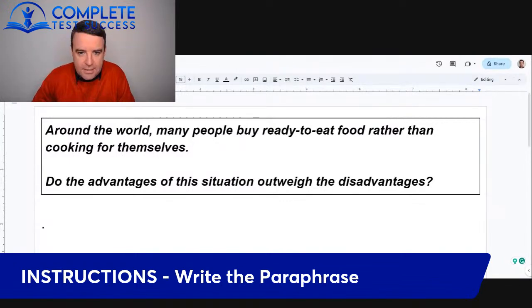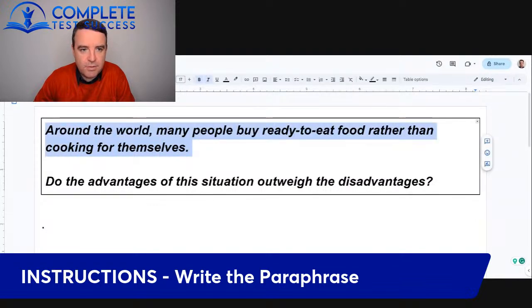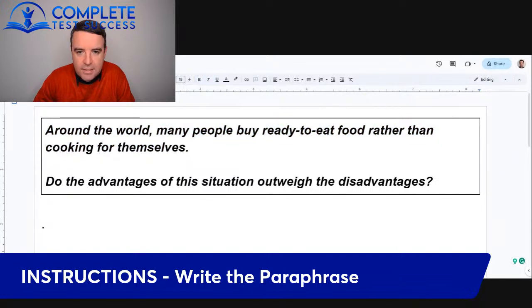Today's question is, around the world, many people buy ready-to-eat food rather than cooking for themselves. Do the advantages outweigh the disadvantages? So what you need to do is paraphrase this bit here. So basically rewrite that in your own words. You can share that with me in the comments and I'll have feedback for you based on your responses.